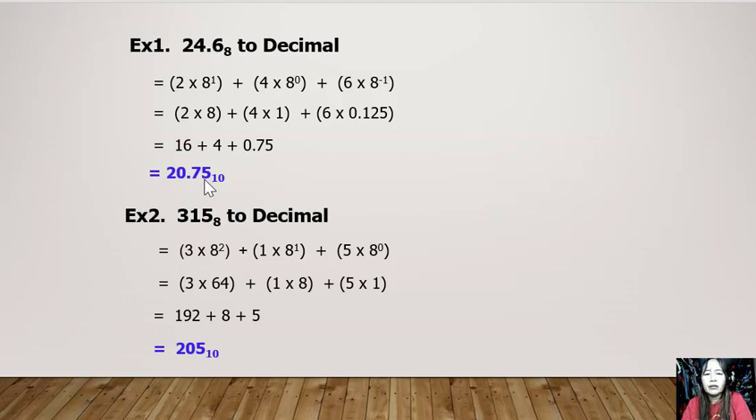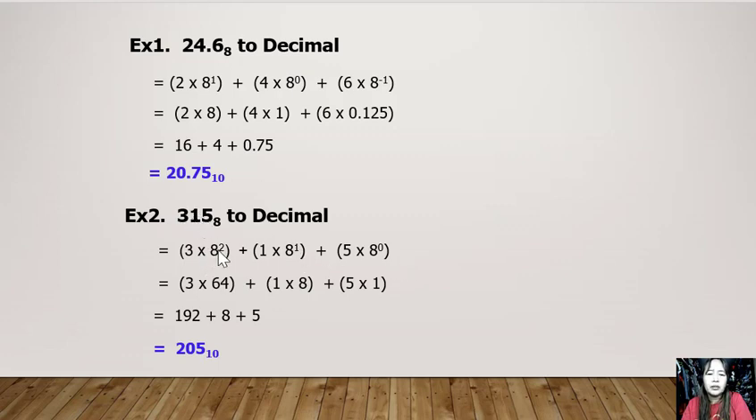Okay, now let's move on to the next problem, which is 315 in octal form to decimal. So again, 3 times 8 to the power of 2, because 5 is in position 0, 1 is in position 1, and 3 is in position 2. So 3 times 8 to the power of 2, and then 1 times 8 to the power of 1, and 5 times 8 to the power of 0.